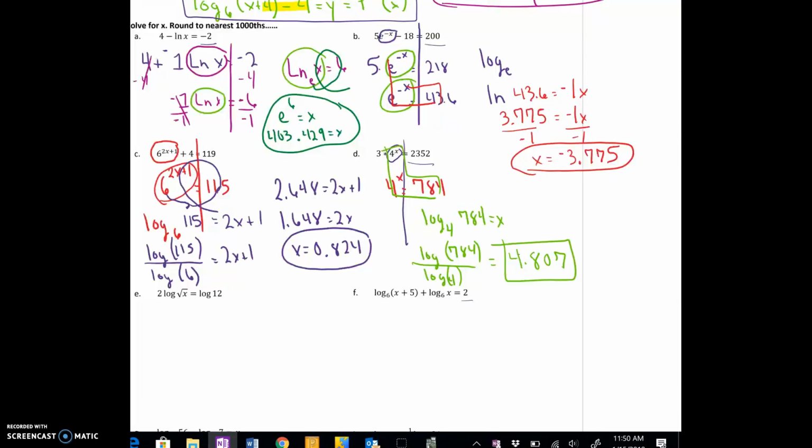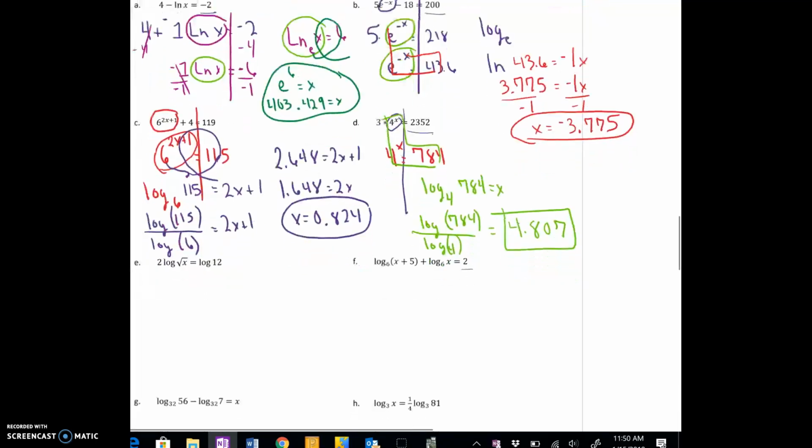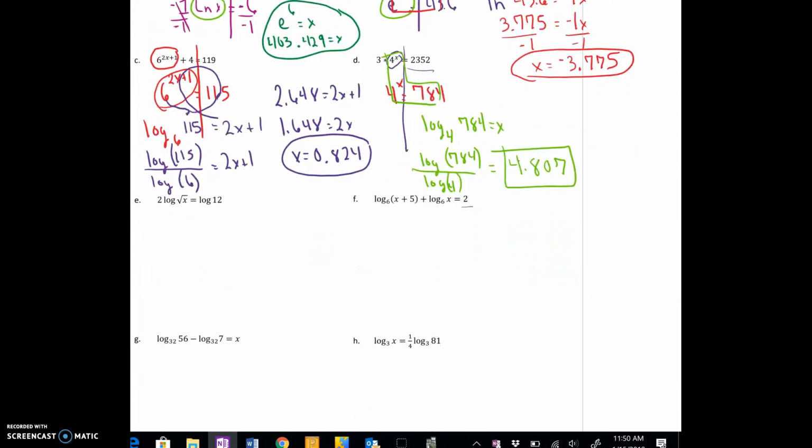All right, moving on to E. E is a log problem. So again, what we need to discuss, which I don't think I did in A, is that with logs, you can't take the log of a negative number. So I will have to check for extraneous solutions when I'm done. But starting with E, this is a little different from F, because on E I have a log equaling a log, and on F I have 2 logs, but it's equaling a number. So how I solve E is going to be different from F.